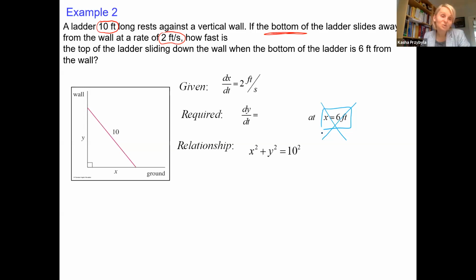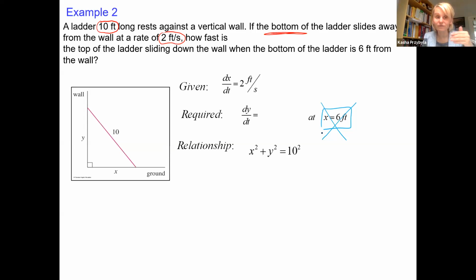Okay, x squared plus y squared equals 10 squared. That's the relation between the quantities. Now we have to differentiate. And you will type for me, what's the derivative of x squared? Can you type it for me?